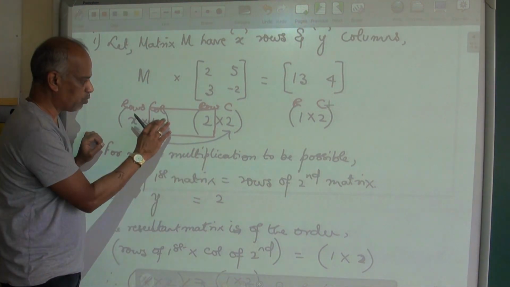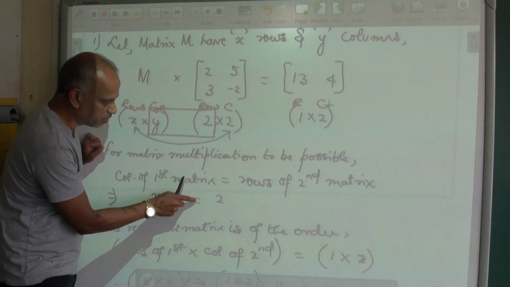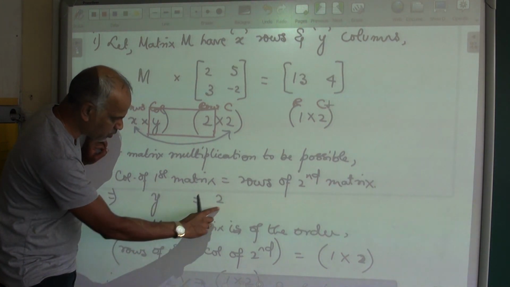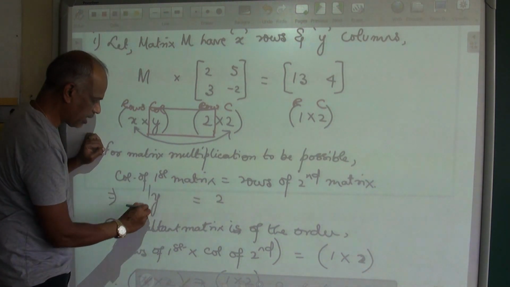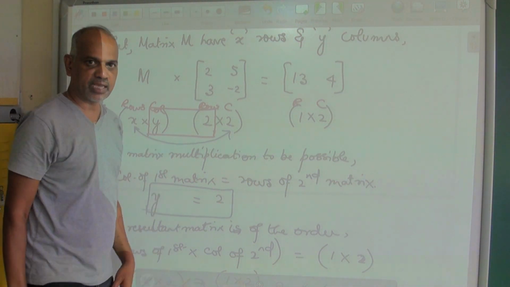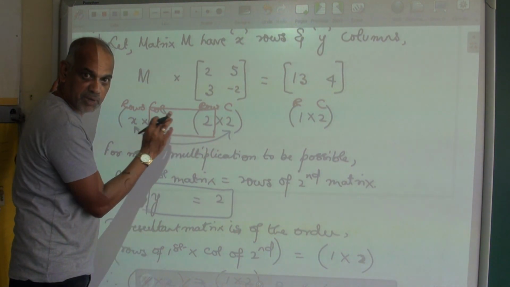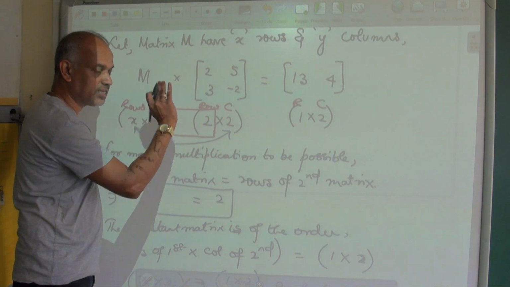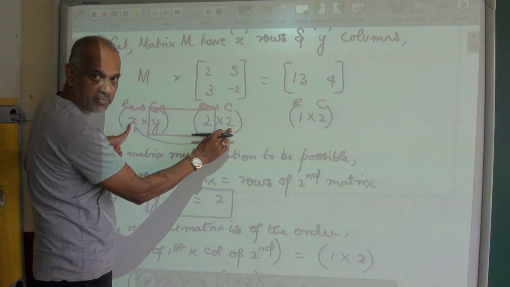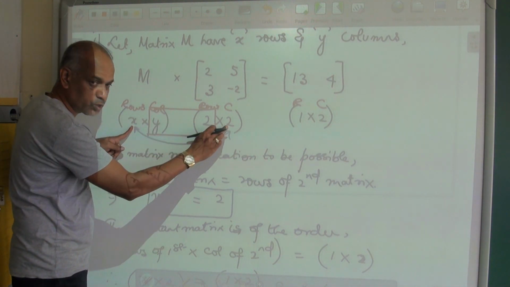Let's substitute by whatever is here. Columns of the first matrix is y, is equal to rows of the second matrix, that is this, is 2. Which means y value is 2. So you get this, y is equal to 2. You got y value. You also have to find x value. Now, this you check to see whether multiplication is possible. And the result that you get must be of the order rows of the first matrix by columns of the second matrix. So the result that you get must be an x by 2 matrix.